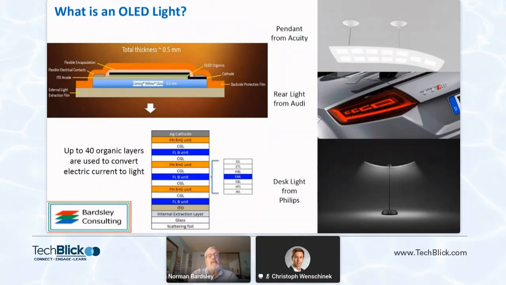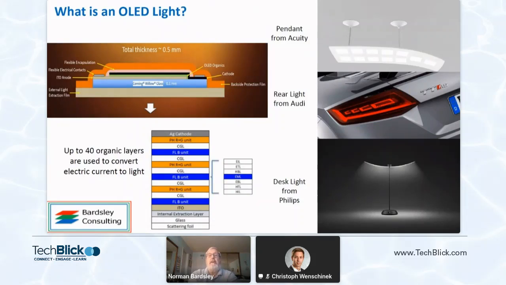The heart of the device is a series of layers of organic materials that are intended to take electrons and holes that are emitted from the electrodes and turn the energy into light. And one uses a lot of these, up to 40 organic layers in current devices. And the way these are incorporated into luminaires or lighting fixtures is shown on the right.